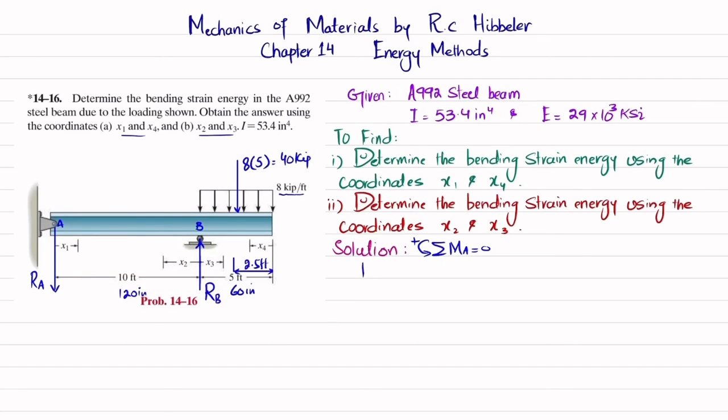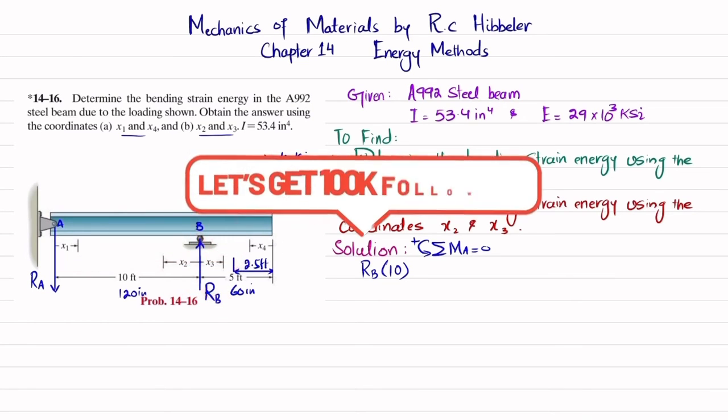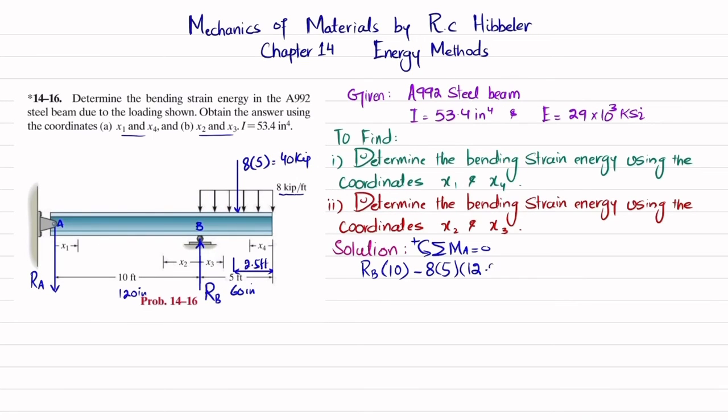So I will write RB multiplied by 10. The second moment is due to this load, which is 40 kips, and the perpendicular distance will be this 12.5 feet. And this is producing clockwise moment, so it will be negative. So I will write minus 8 multiplied by 5 into perpendicular distance 12.5. Their sum must be equal to 0. So 10 RB is equal to 8 multiplied by 5 multiplied by 12.5. So from here you will get RB equal to 50 kips.